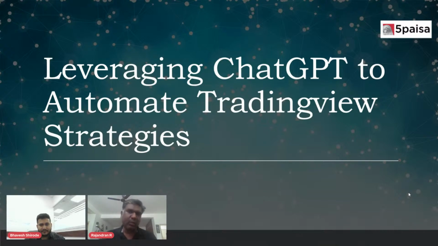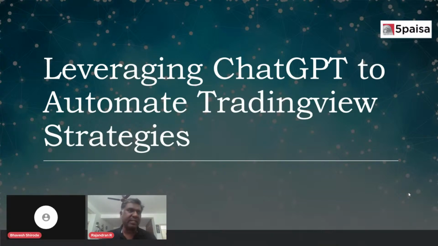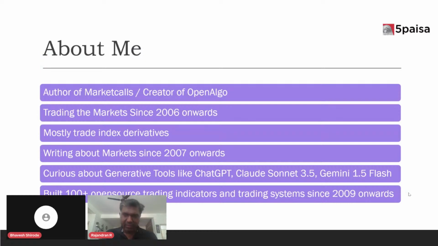Today you're going to learn how you can create simple to complex strategies using TradingView and ChatGPT, and how we can automate them by connecting with 5 Paisa. For the strategies that we are creating in TradingView, whenever the buy sell signals are generated, we're going to transmit the orders directly to the 5 Paisa trading account.